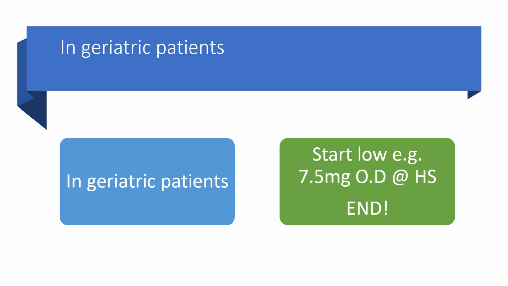In geriatric patients, that is in grandpas and grandmas, please don't give them high dosage. We have to start low. For example, you can give 7.5 mg once daily at hour of sleep. If we must increase that dosage, we'll make appropriate consultation with the psychiatrist or your pharmacist or clinical pharmacologist, depending on what is available and the protocol at your center or jurisdiction.